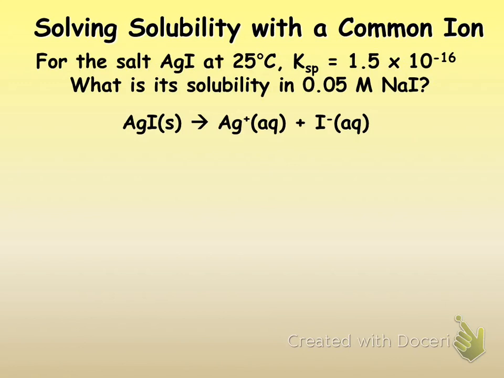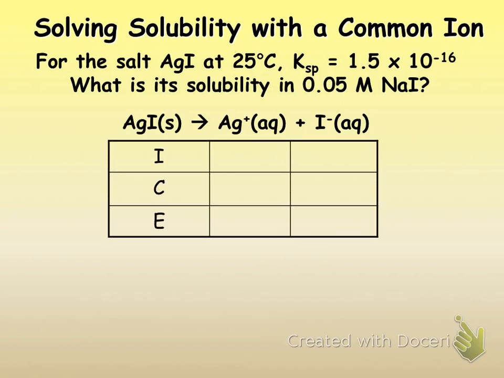All right, so here's that common ion thing that I was talking about before. We got a salt again, silver iodide at 25 degrees Celsius, and its KSP. We want to know its solubility in 0.05 molar sodium iodide. So now you have a solution of sodium iodide, and you want to put some silver iodide in with it, and you want to figure out how much silver iodide will be able to fit.